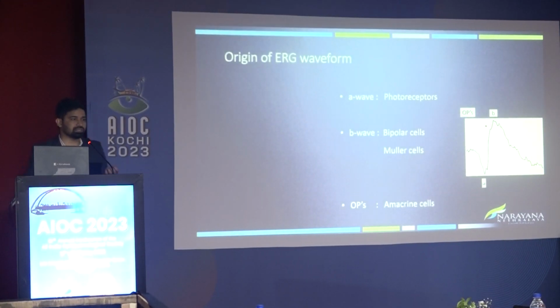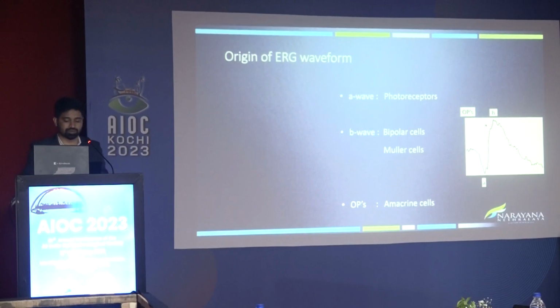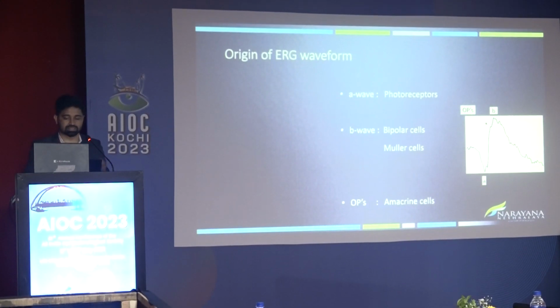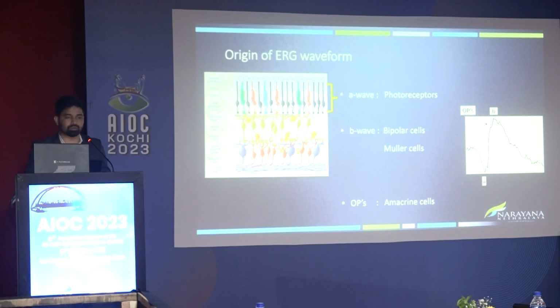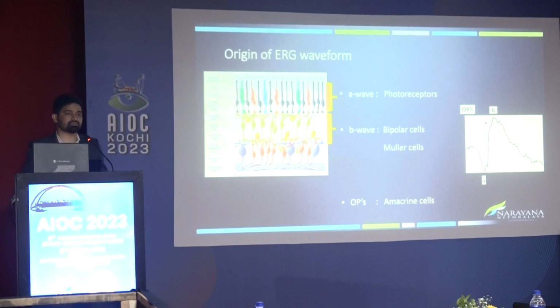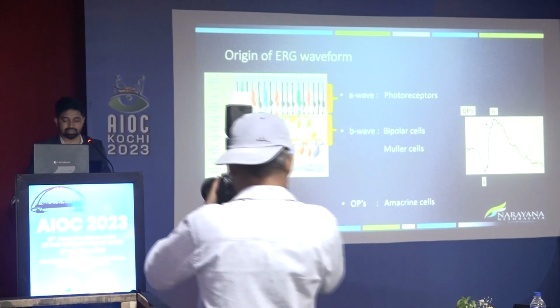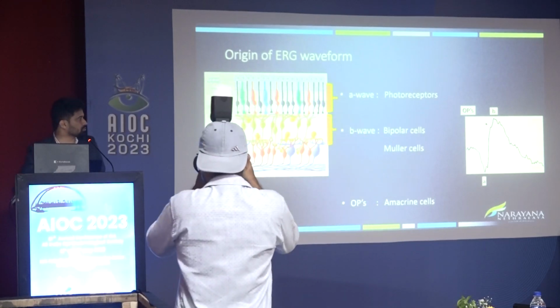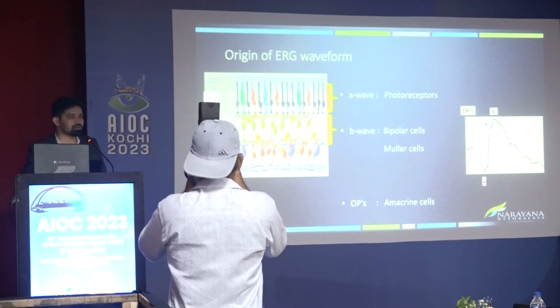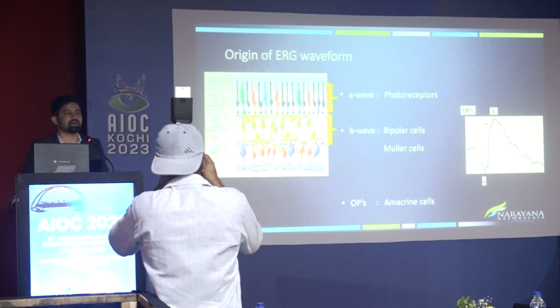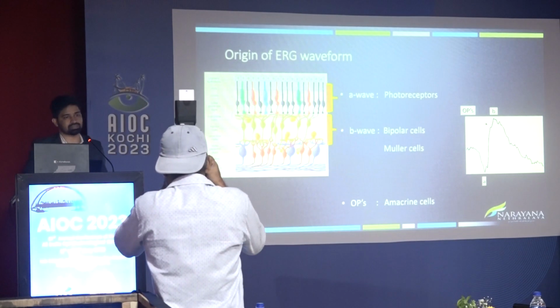Just like in ECG we have PQRS, here also we have the A wave, B wave, oscillatory potentials, and sometimes a C wave. The A wave is from the outer retina, that is, from the photoreceptors. The B wave is predominantly from the bipolar cells with some contribution from Müller cells. Along the ascending limb of the B wave, you can see some small deflections. That's what we call oscillatory potentials, and these are from amacrine cells.